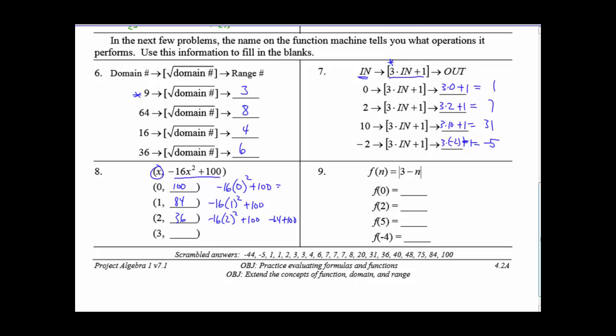And the last one, if we square 3 to get 9, we'll have 9 times negative 16 plus 100, and we get negative 44. So last one, number 9, go ahead, hit pause. Try the function for the absolute value of 3 minus n. Go.